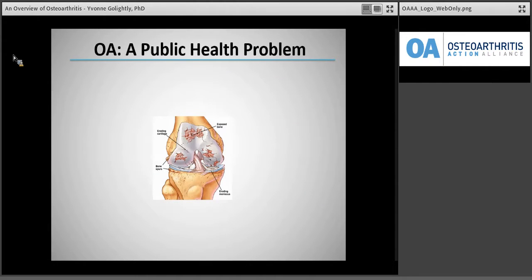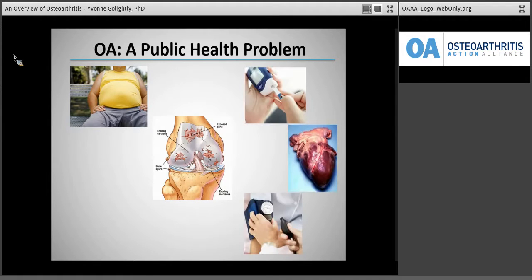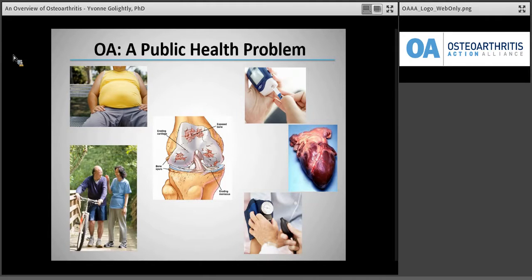So osteoarthritis is a big public health problem. What we do know is that osteoarthritis is linked to obesity, and obesity is linked to a number of other diseases, including diabetes, cardiovascular disease, and hypertension. And often individuals who have the diseases on the right-hand side of the screen are told to be physically active as part of their management of the disease. One of the issues is if that person has osteoarthritis, they're less likely to want to be physically active. So in thinking about ways that we need to manage a number of other diseases, arthritis really is part of the picture.